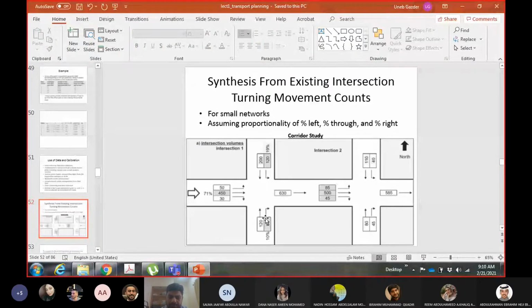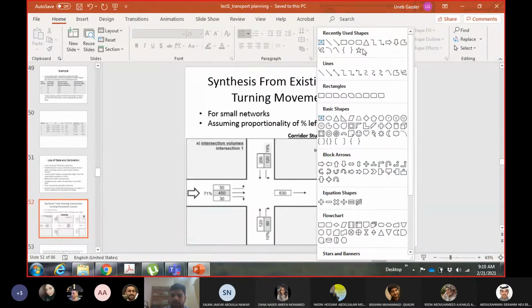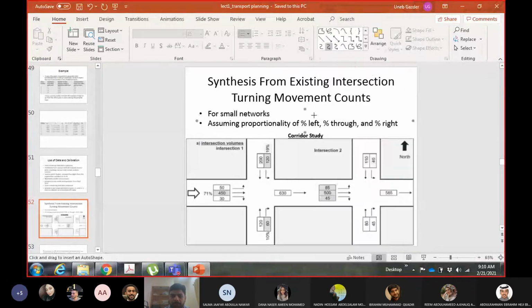Yeah, anyone? 12. 12. Okay, so let me make it here. So 12 trips are going like this, from this zone to this zone.